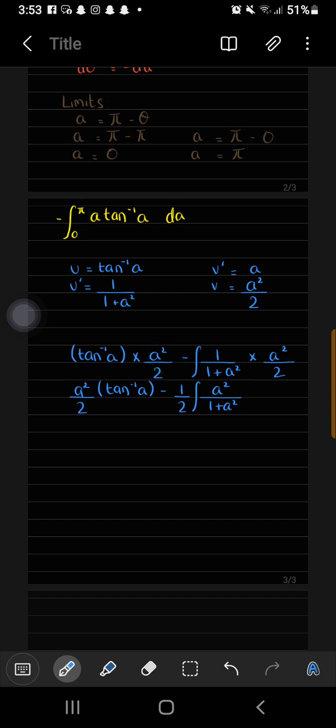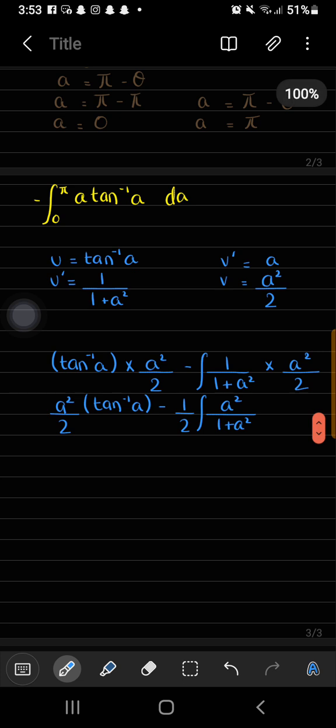To integrate this, we want it in a form that we can integrate, because currently a square upon 1 plus a square we can't integrate. So we will change this form using partial fraction or anything. So what we will do, that's a question. We can do this, I have a plan how to do this.